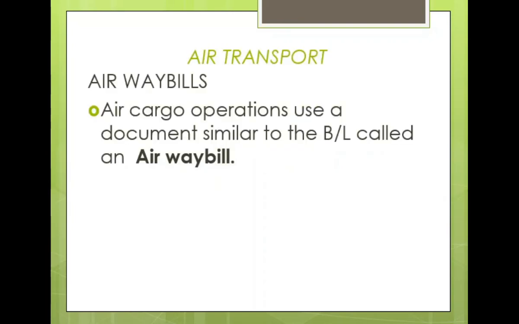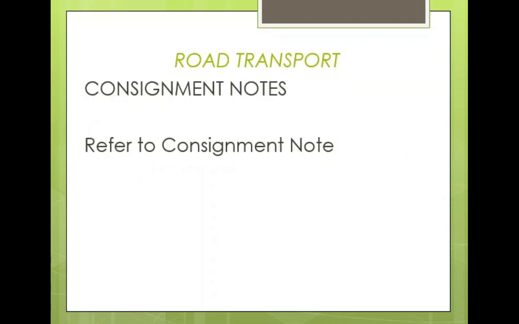Air transport. The air cargo operations use a document similar to the bill of lading, but that is called an airway bill. Road and rail transport use consignment notes as transport documents.